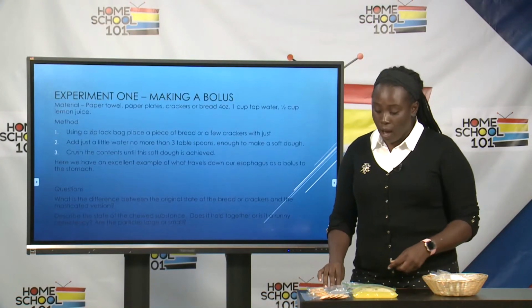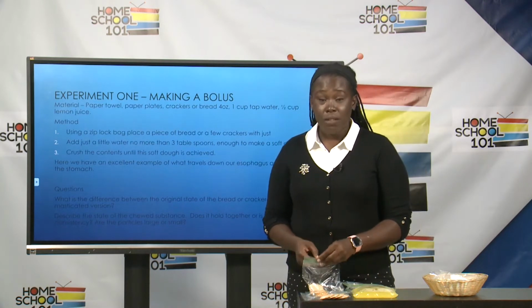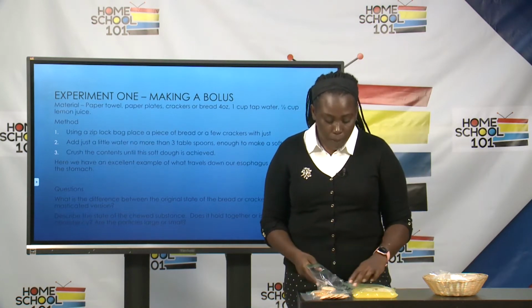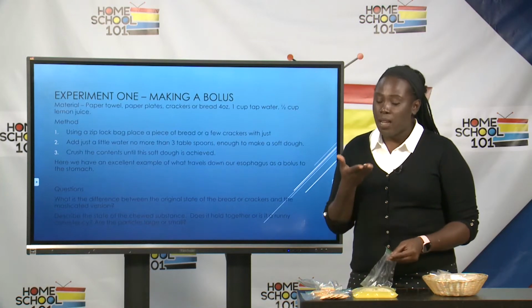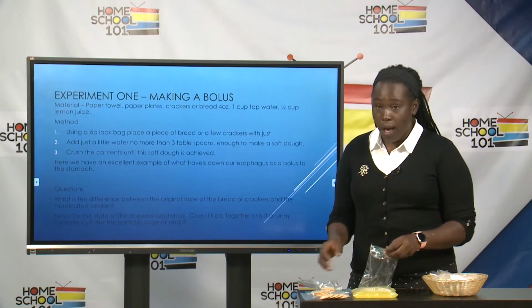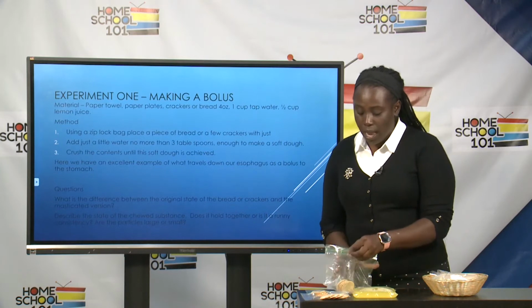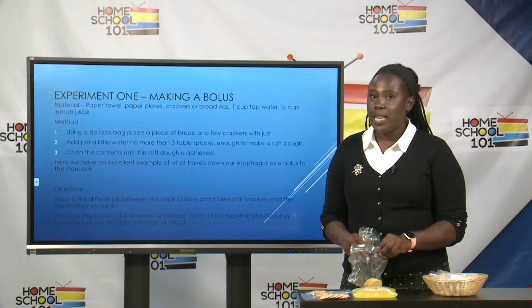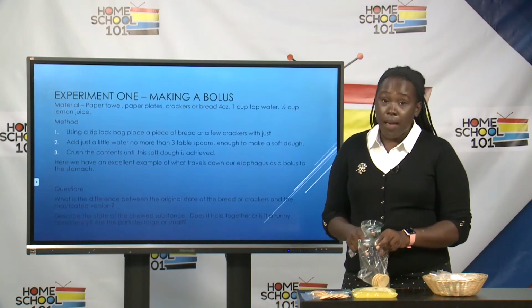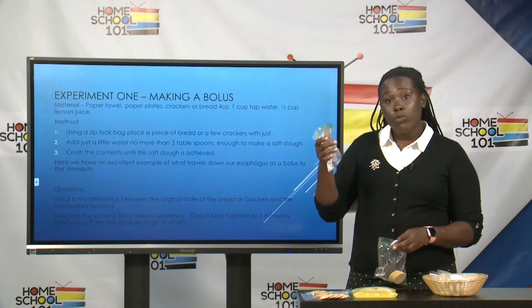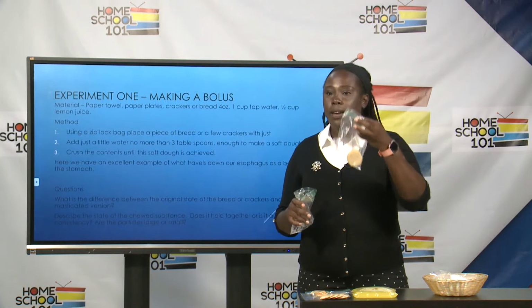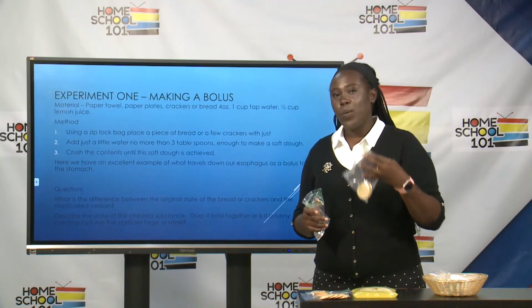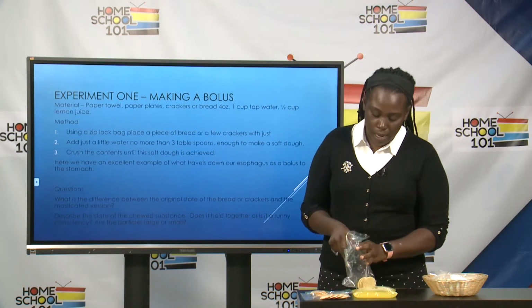So let's take our first experiment. Let's create a bolus. Now, some of you at home may just prefer to chew it up yourself and expel it on a piece of paper towel. However, in studio today, we are going to follow our scientific protocol. We have 3 tablespoons of water, which represent saliva, and we're going to add it to our crackers, a bit of food that we eat normally as West Indians.